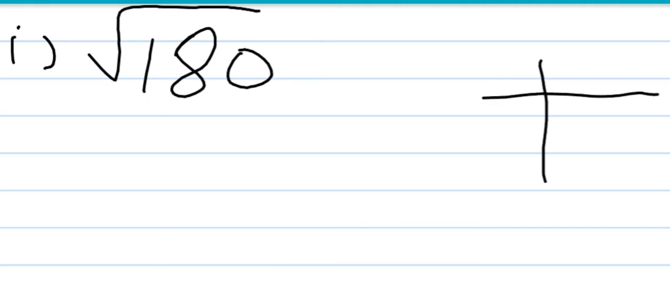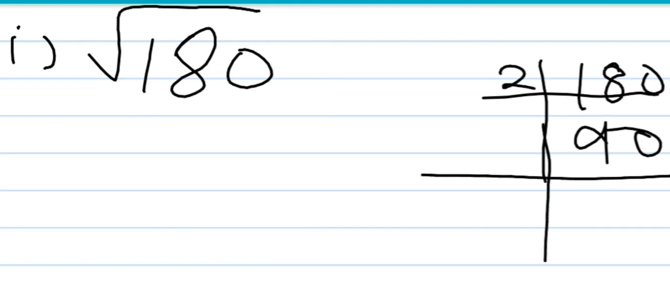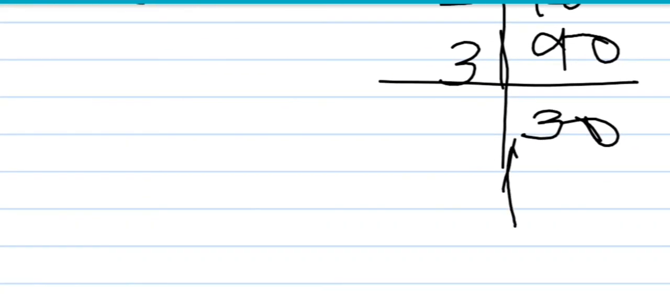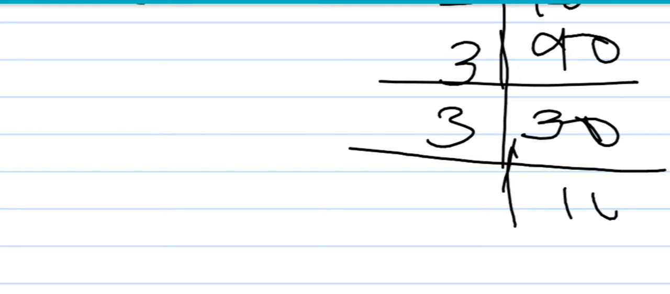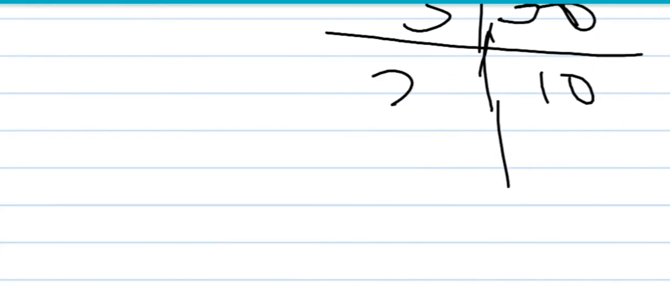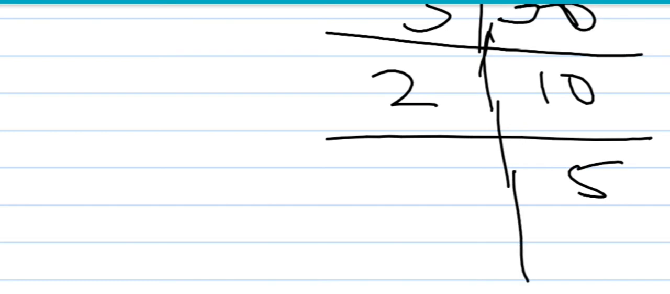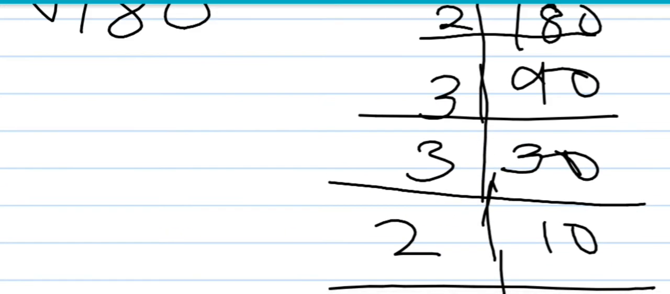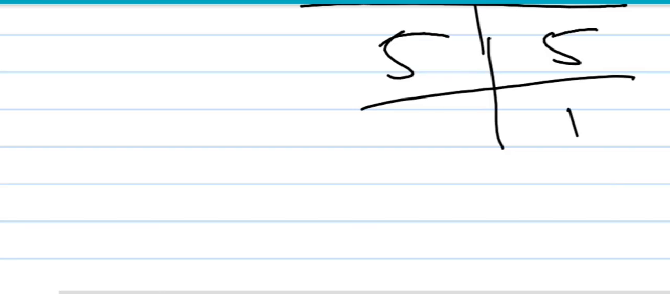So putting lines and then finding factors. 2 9s are 18 and it will become 90, and 3 threes are 9 and 0 will come as it was, and 3 10s are 30, and 2 5s are 10, and 5 1s are 5. So look at these. 2 and 2 are common and 3 are common. We'll not take it as common. We will make them in square form.